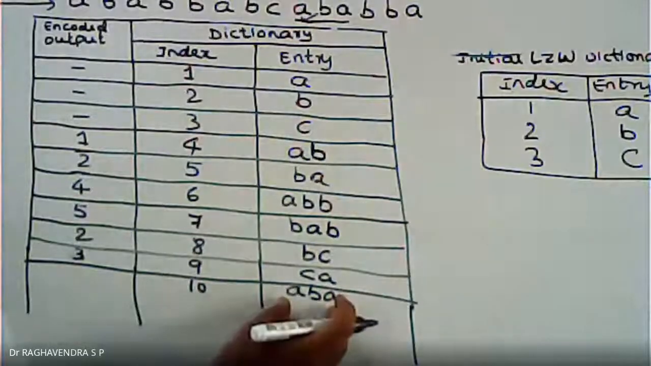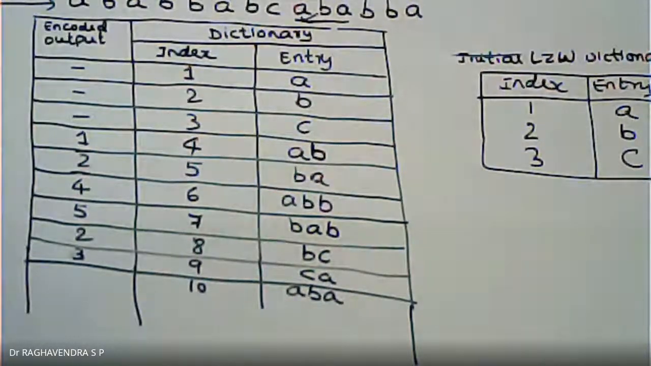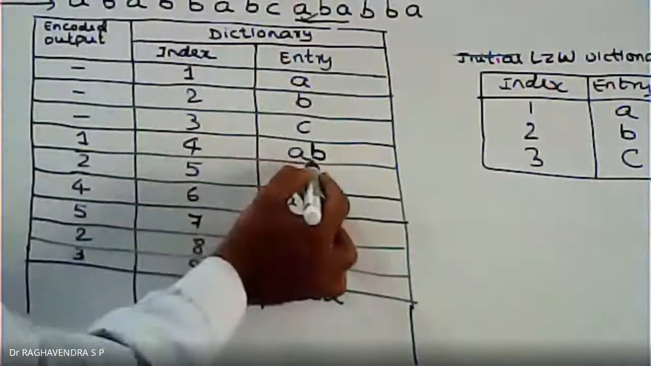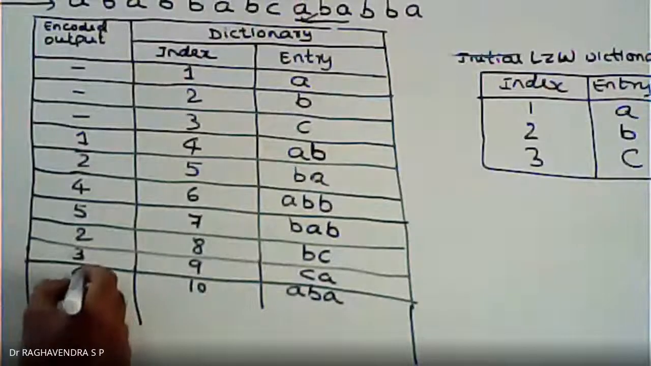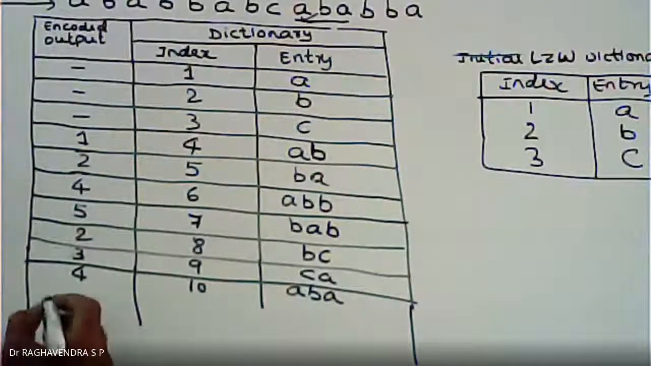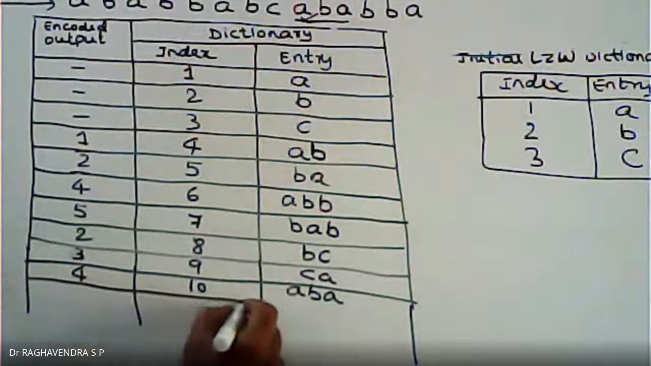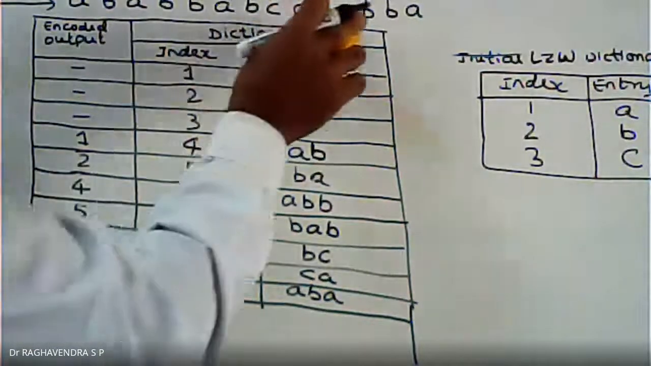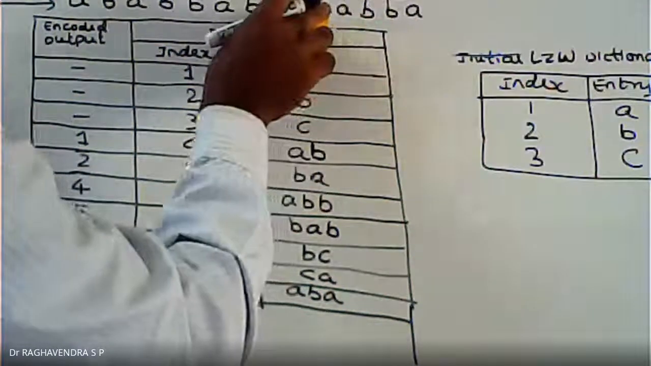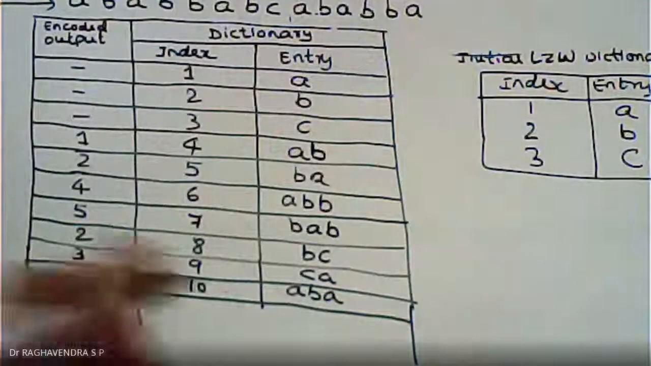Now you try to find the highest match for ABA. AB. What is the index value for AB? 4. So the encoded output is 4. Okay. Now the last value inserted is A.